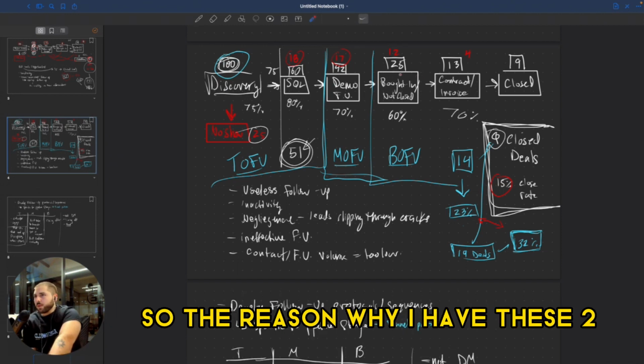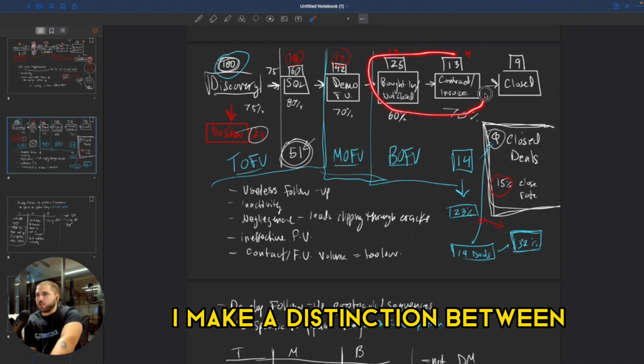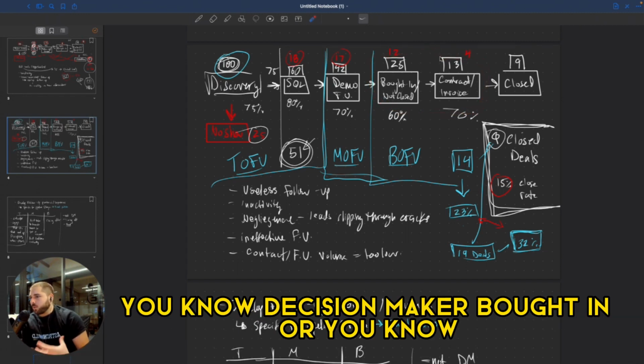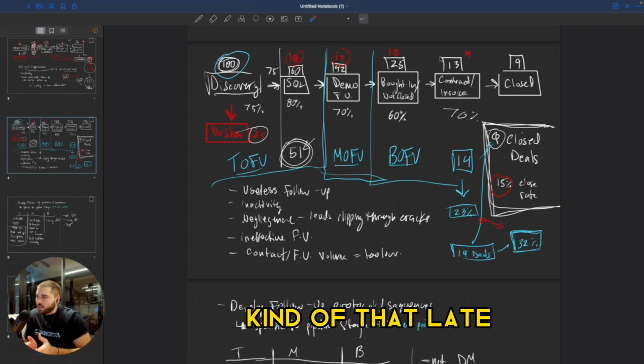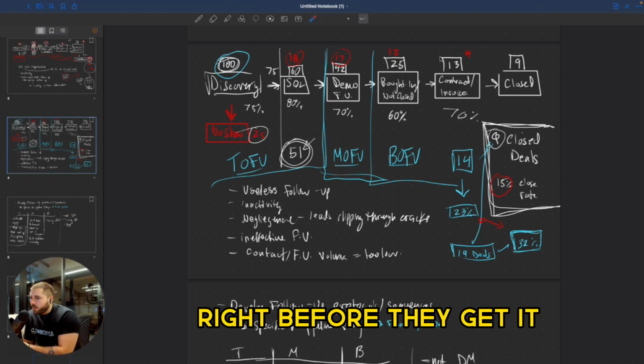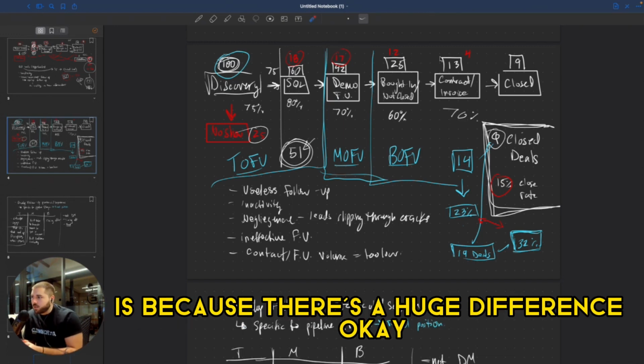The reason why I make a distinction between decision maker bought in, or that really late stage opportunity right before they get a contract or an invoice, is because there's a huge difference.